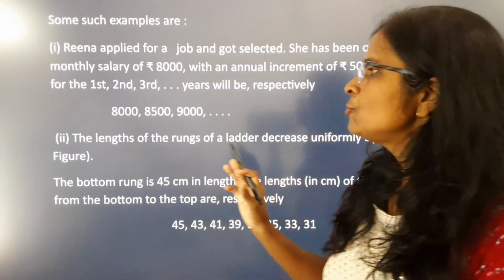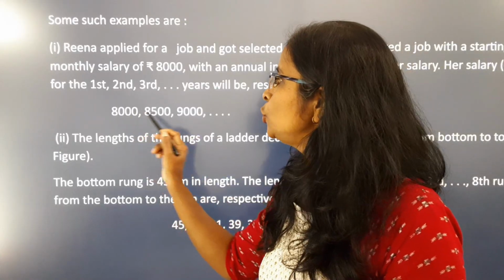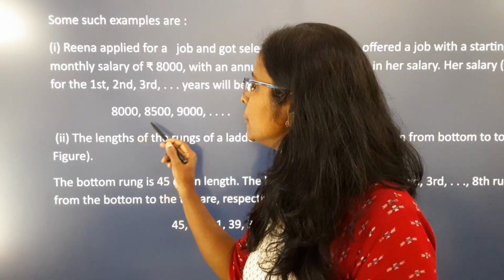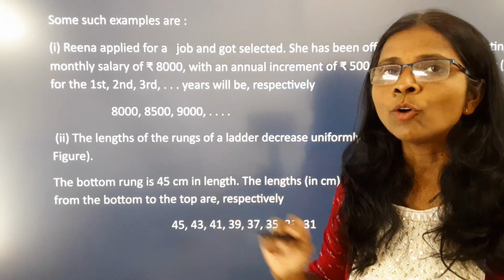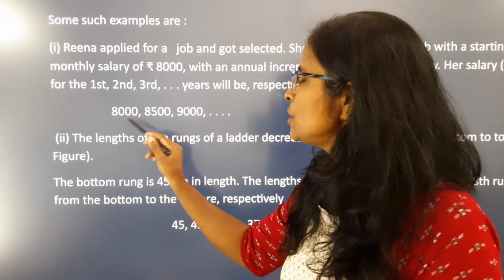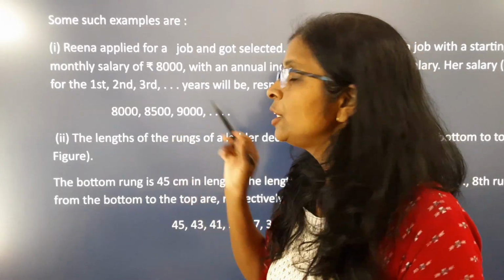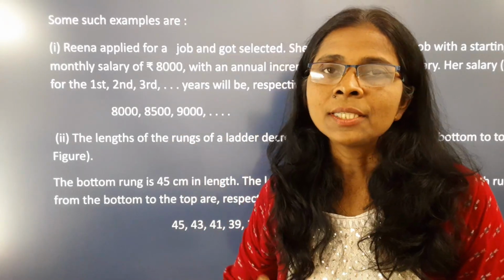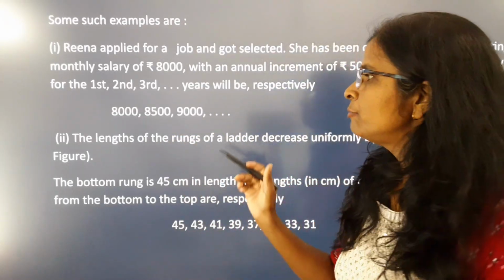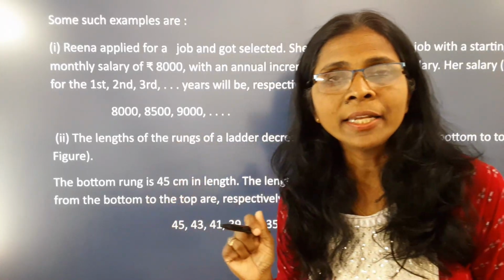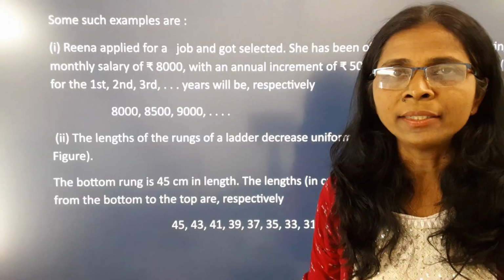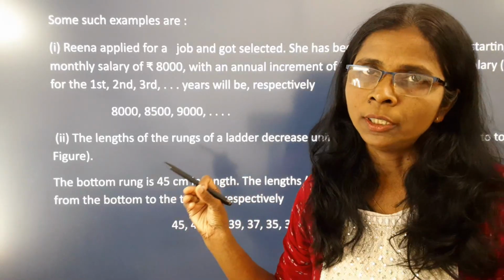And here if you see, these are the terms, the number of salaries. The difference between the salary in the first and second year is 500. The difference between the salaries in the second and third year is also 500. So there is a specific pattern in the salary of Rina.